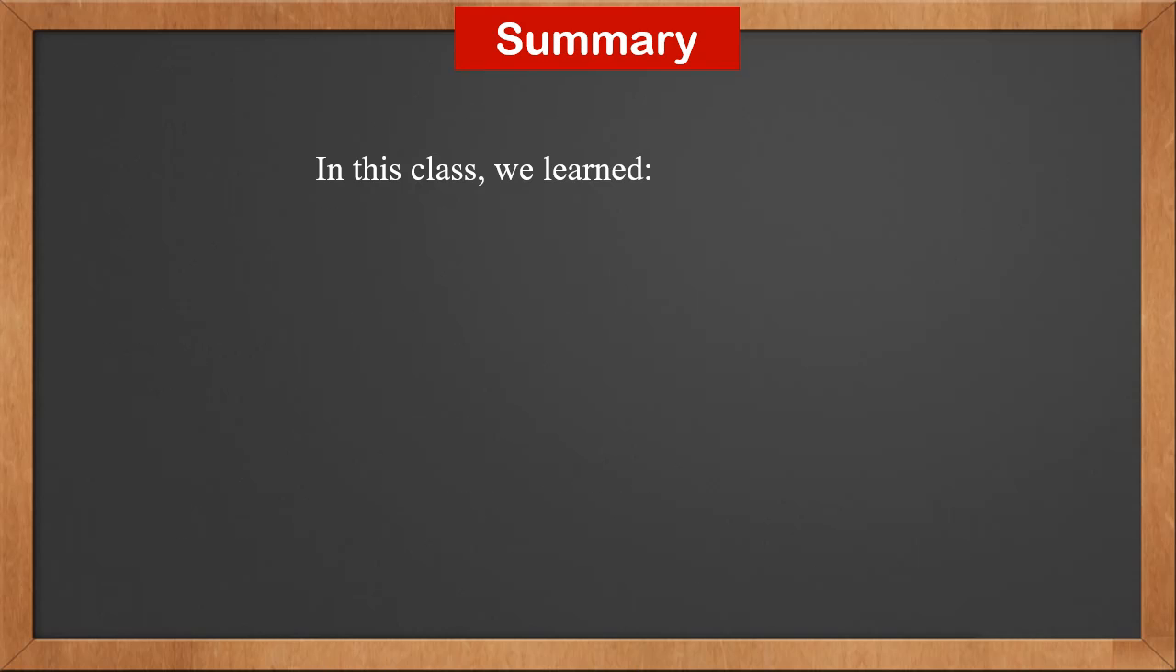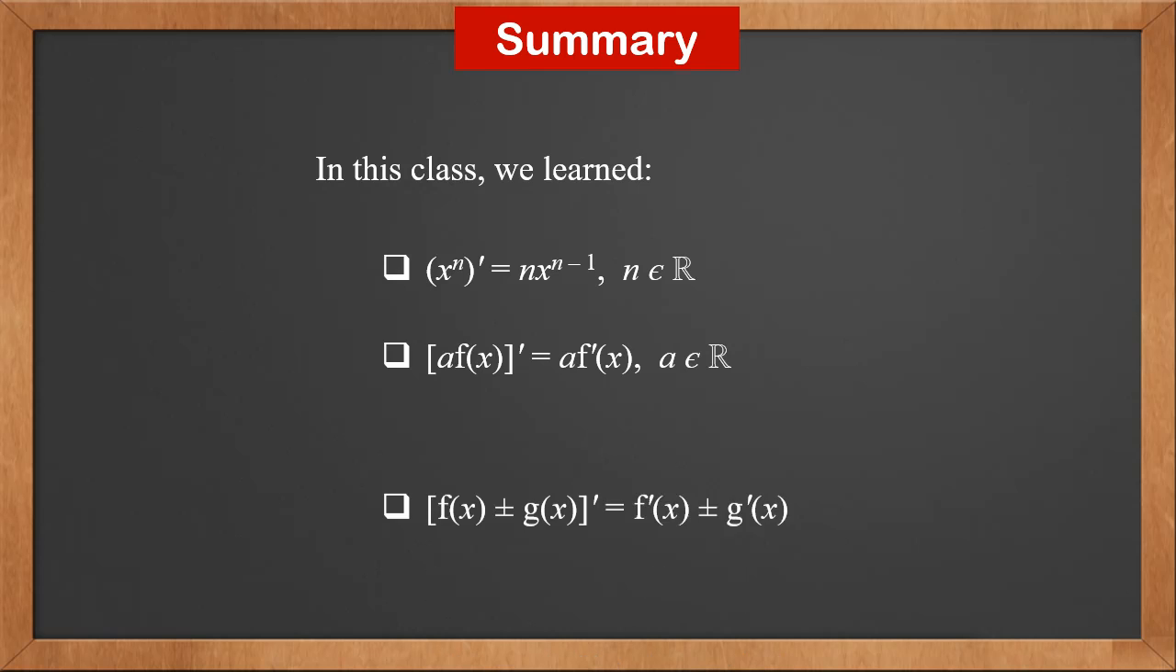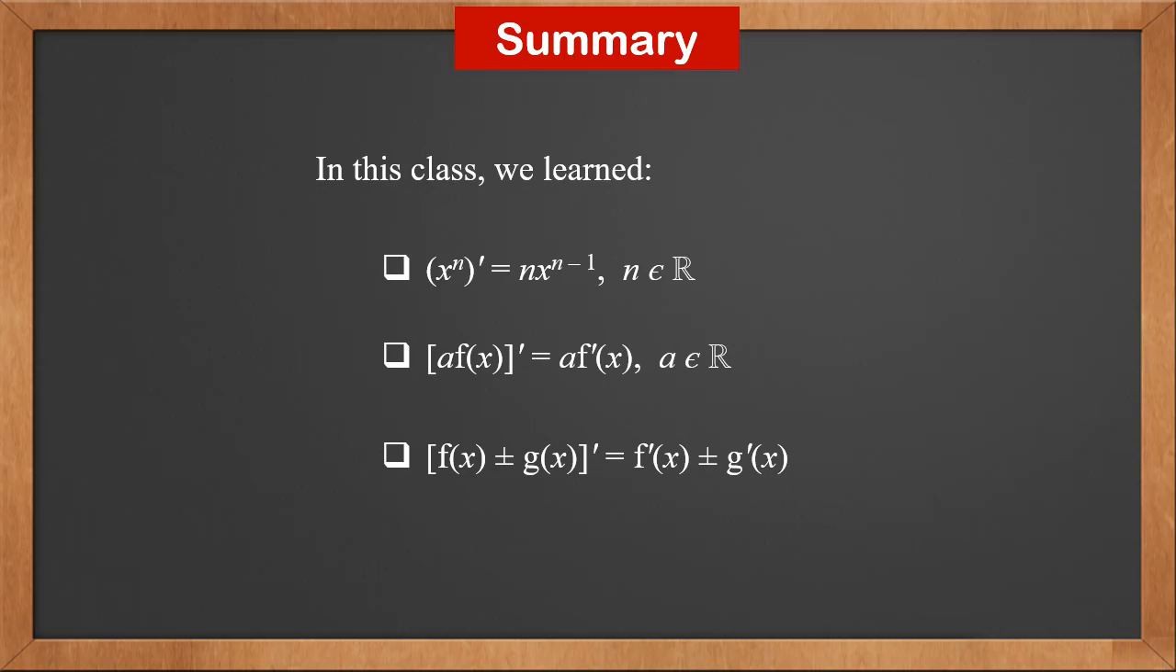In this class, we learned the derivative of x to n is n times x to n minus 1. N is any real number. The derivative of a times f of x is a times the derivative of f of x. A is any real number. The derivative of the sum or difference of two functions is the sum or difference of the derivatives of these two functions.